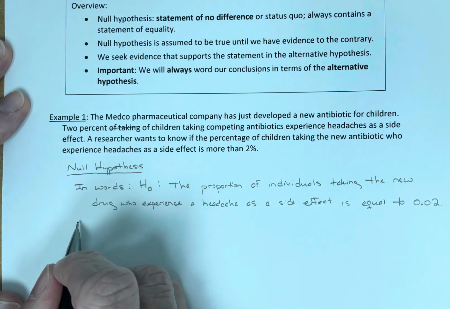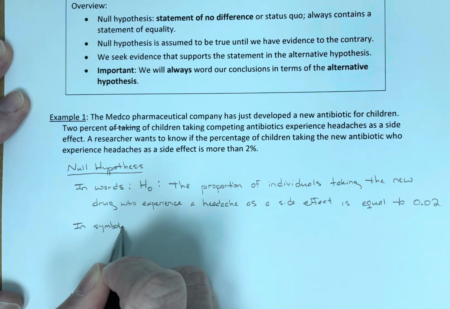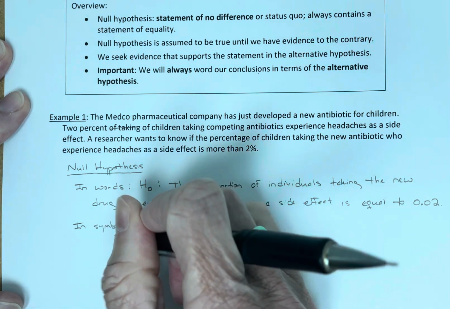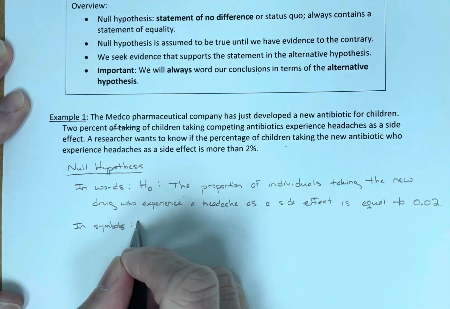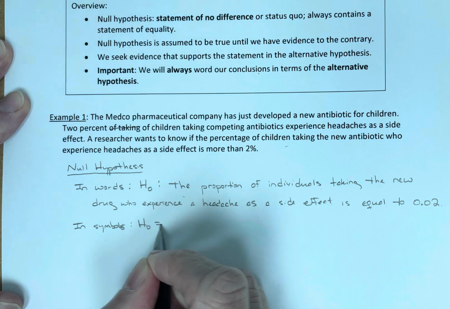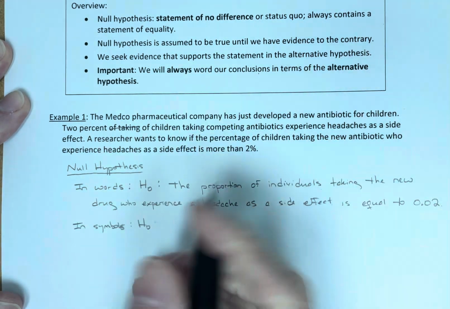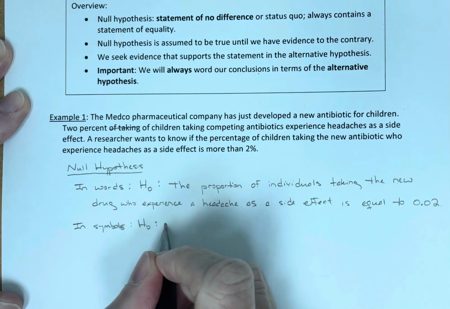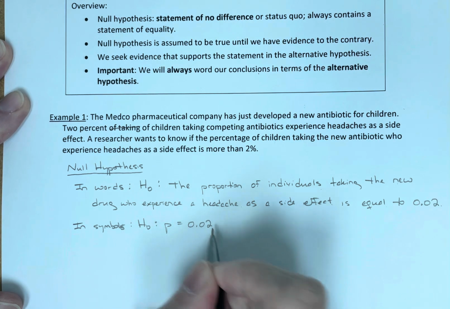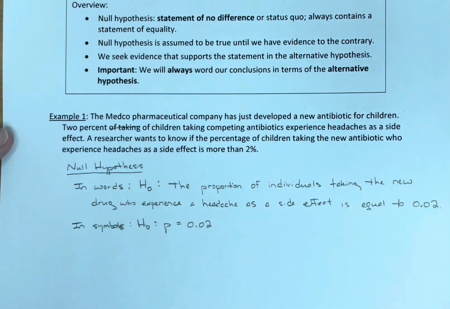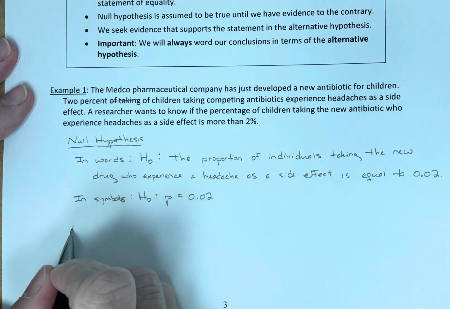In symbols, whoops, I gotta learn how to spell symbols. S-Y-M-B-O-L-S. Our null hypothesis, the proportion, which should be P, is equal to 0.02. Okay, so there's our null hypothesis. What is our alternative hypothesis?